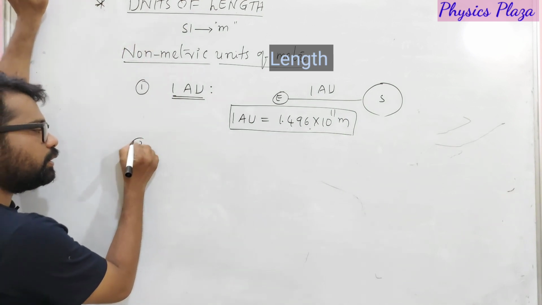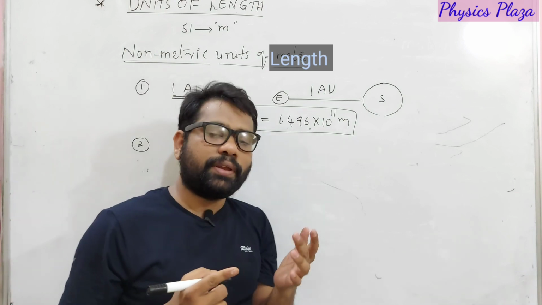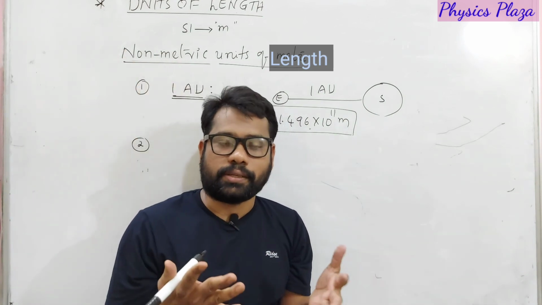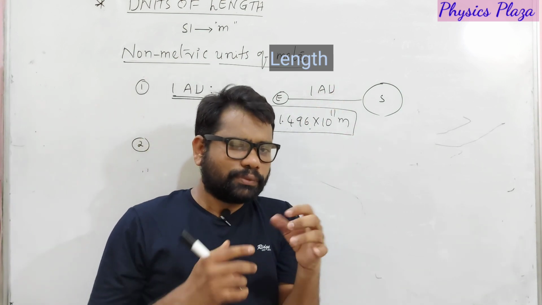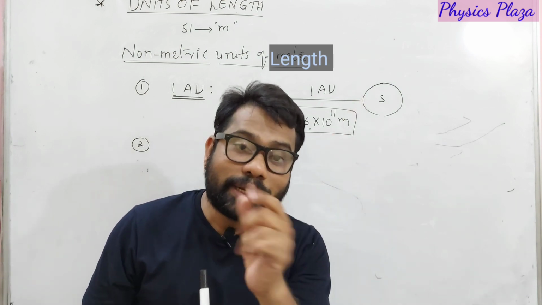And the second non-metric unit is used to measure the distance between earth and other stars and the distance among the stars. There the astronomical unit also will become very small. So then we can go for the light year.